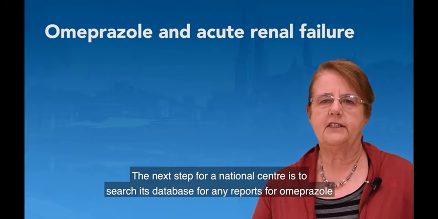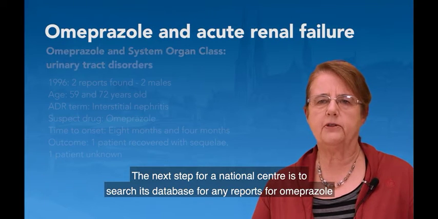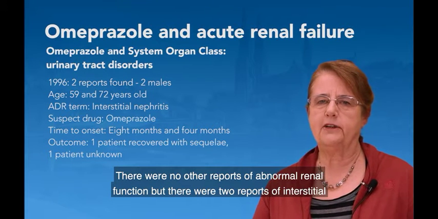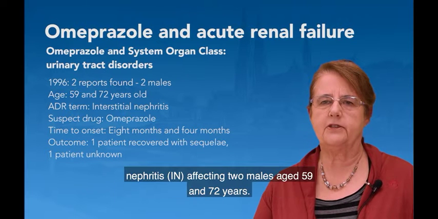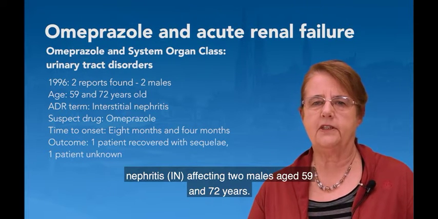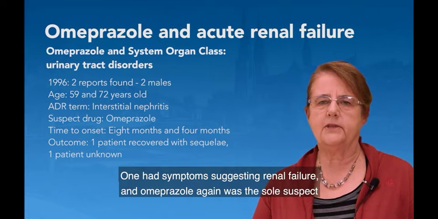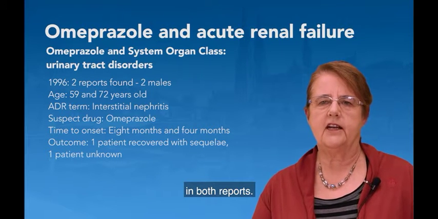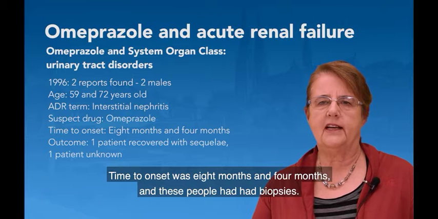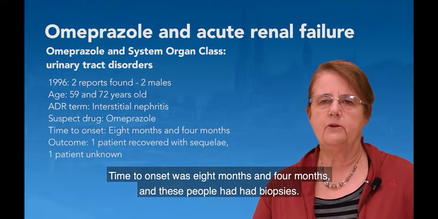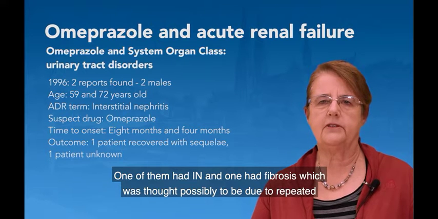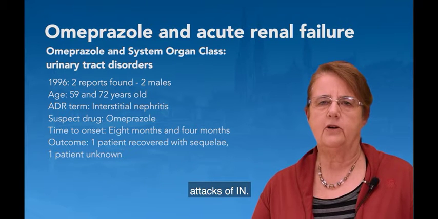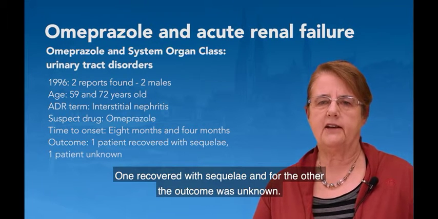The next step for a national centre is to search its database for any reports for omeprazole in the system organ class urinary tract disorders. There were no other reports of abnormal renal function, but there were 2 reports of interstitial nephritis affecting 2 males aged 59 and 72 years. 1 had symptoms suggesting renal failure, and omeprazole again was the sole suspect in both reports. Time to onset was 8 months and 4 months, and these people had had biopsies. 1 of them had interstitial nephritis and 1 had fibrosis, which was thought possibly to be due to repeated attacks of interstitial nephritis. 1 recovered with sequelae, and for the other, the outcome was unknown.